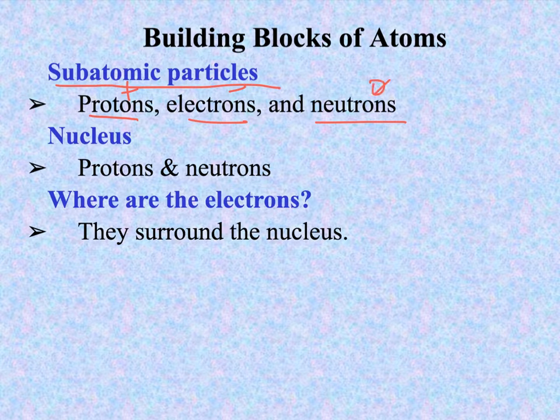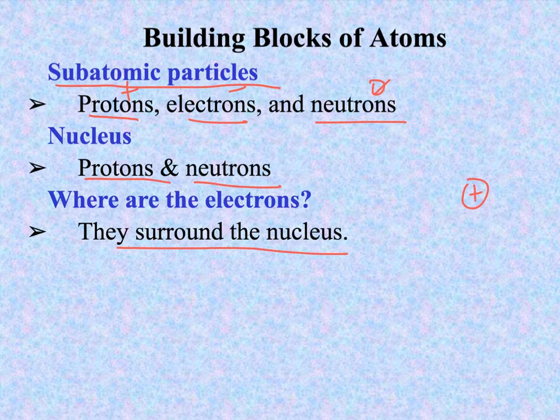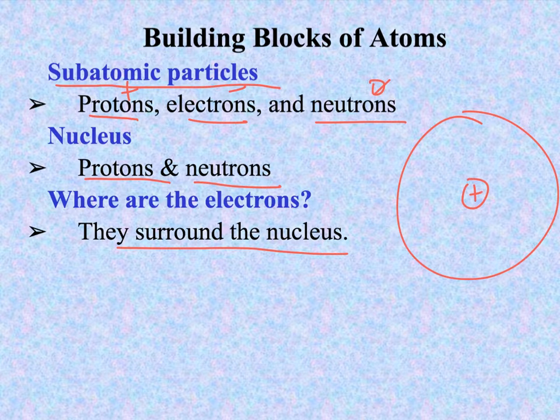So the nucleus is where you're going to find the protons and the neutrons. Therefore, the electrons are on the outside of the nucleus. So basically, here's our nucleus. If this is our structure of the atom, there's our nucleus in the middle with a positive charge, and then the electrons are just on the outside surrounding it.